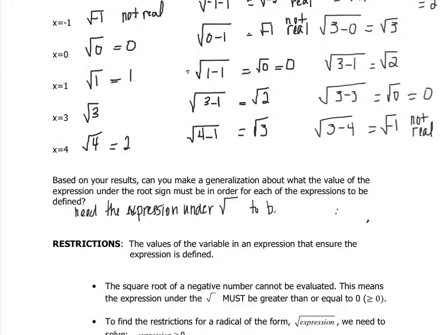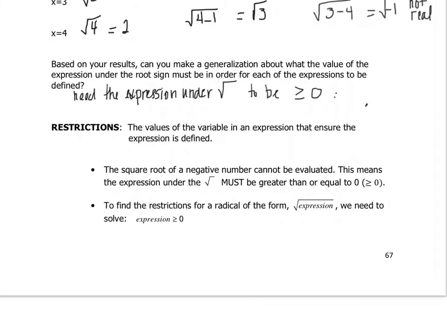To be basically positive or equal to 0, and then it works. So if we look at what we call restrictions now, restrictions basically are the values of the variable in an expression that ensure the expression is undefined. The square root of a negative number cannot be evaluated. This means the expression under the root sign must be greater than or equal to 0.